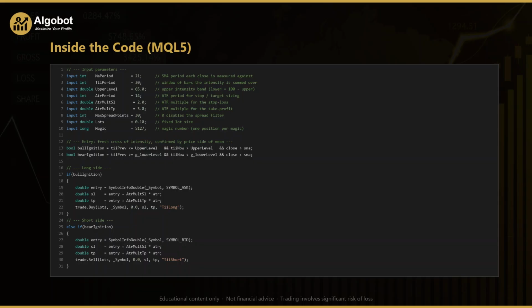In the long block, when bull ignition is true, the entry is taken at the ask. The stop loss is placed 2 ATRs below entry and the take profit 3 ATRs above, then the buy order is sent. In the short block, when bear ignition is true, the entry is taken at the bid, the stop loss sits 2 ATRs above entry, the take profit 3 ATRs below, and the sell order goes out. Notice how both sides are symmetric, with the stop and target simply flipped. That's the entire decision, expressed in just a handful of lines.